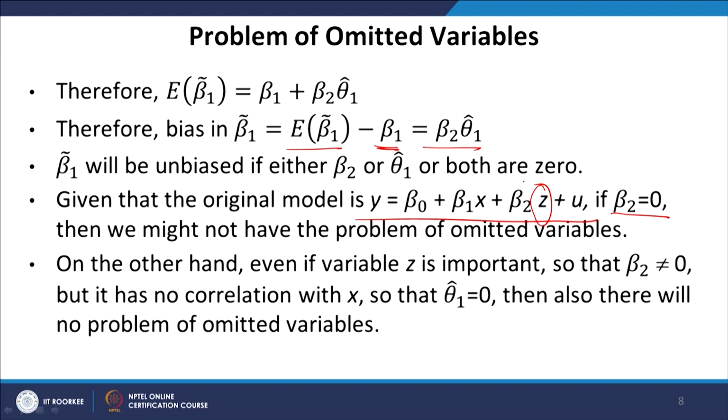On the other hand, even if variable z is important, so that beta 2 is not equal to 0, but z and x are not correlated, that is z does not have any correlation with x, so that theta 1 hat is equal to 0, then also there will be no problem of omitted variables. But if a variable is actually omitted and it is correlated with the existing regressor x, then the estimated parameter beta 1 tilde is actually a biased estimator, because in that case beta 2 theta 1 hat will not be equal to 0. So, this was the problem of omitted variable.